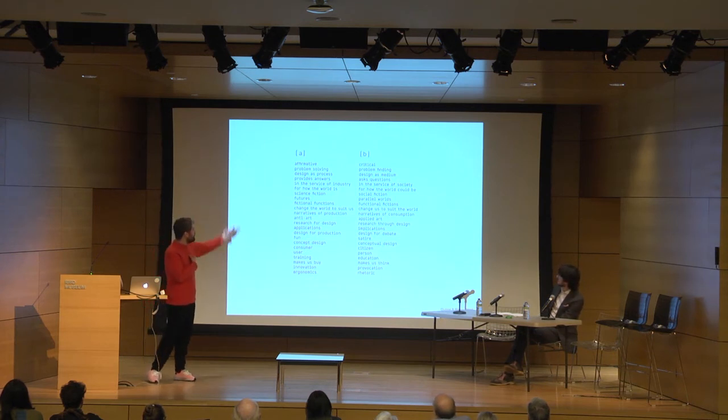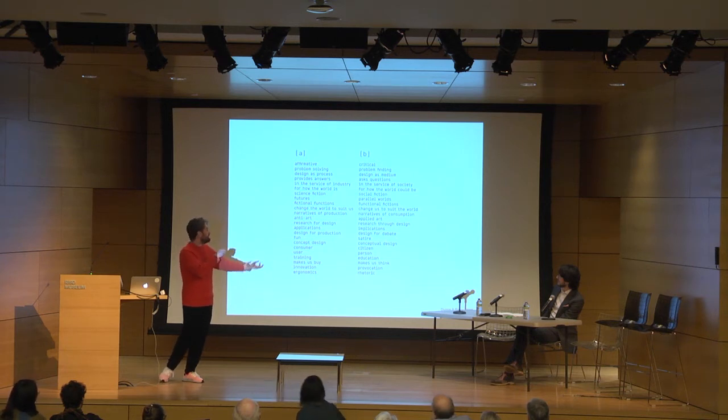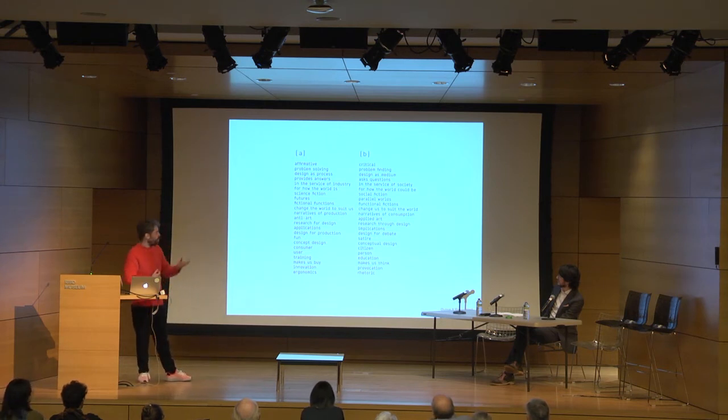So in the A column, we have words that describe industrial design as traditionally taught. In the B column is where this course that I was doing at the RCA is coming from. It's a bit more, rather than designing stuff for production, we're designing stuff for debate. Or we're asking questions, finding problems.